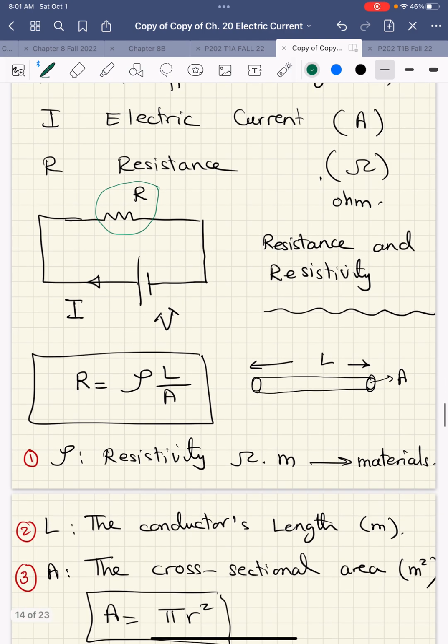If I have a wire, let's say, or a conductor that has a shape like a tube, with a length L and a cross-sectional area A, then the resistance equals a constant called resistivity multiplied by L, the length, divided by A. It makes sense that when you move along a longer length, R is bigger, and if A is wider, you have less R, or when A is narrower or smaller, R is high.